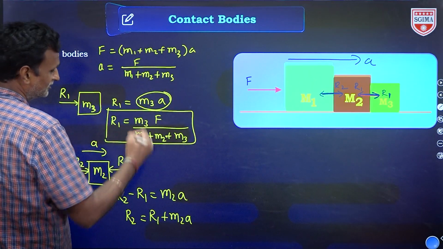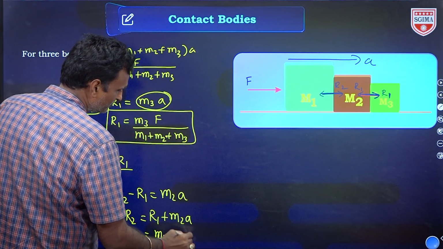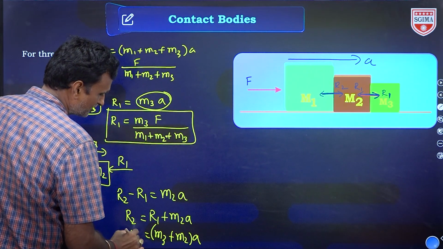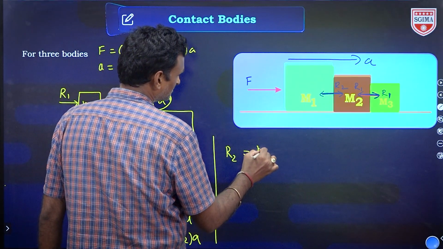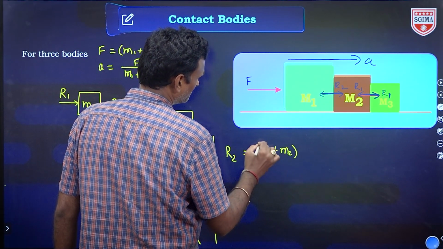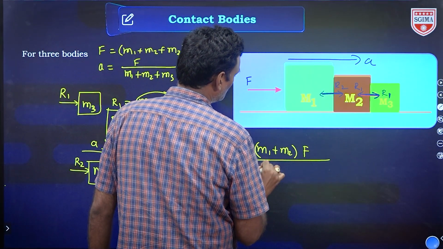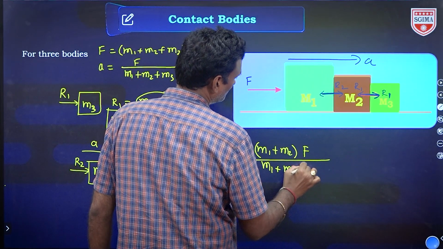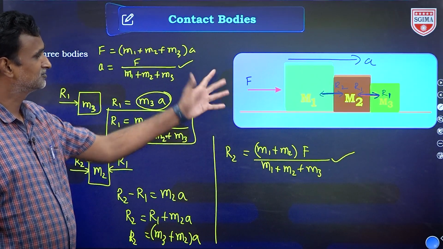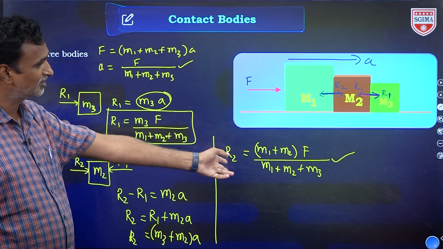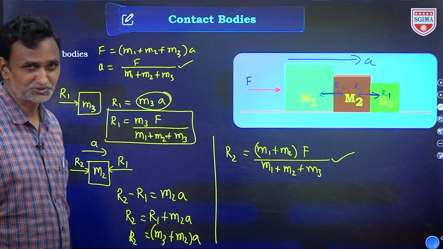R1 value is M3A, so we can write here M3 plus M2 into A, that is R2. Final answer: R2 equals M2 plus M3 into acceleration, and the acceleration value we get from here is F by M1 plus M2 plus M3. This is the answer. So the reaction force exerted by M1 on M2, or M2 on M1, is R2, and M2 on M3 or M3 on M2 will be R1. Like this we can solve.